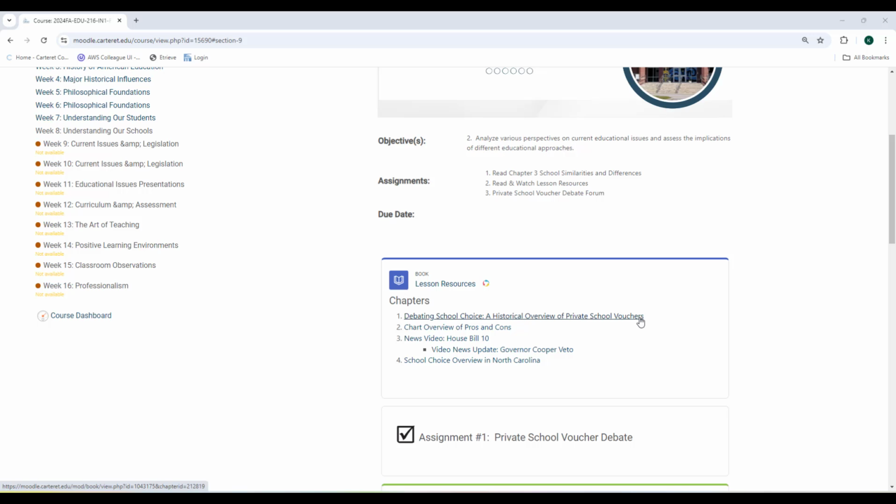Even though private school vouchers have been in the news recently, the debate about private school vouchers goes back way further. And so I really want you to stop and get a historical overview first. And then this chart here is going to give you some of the pros and the cons of debating these vouchers. And then I want you to watch some recent news headlines because these are current issues that are going on.